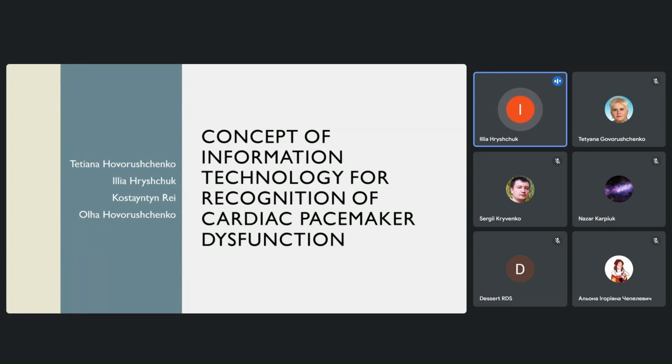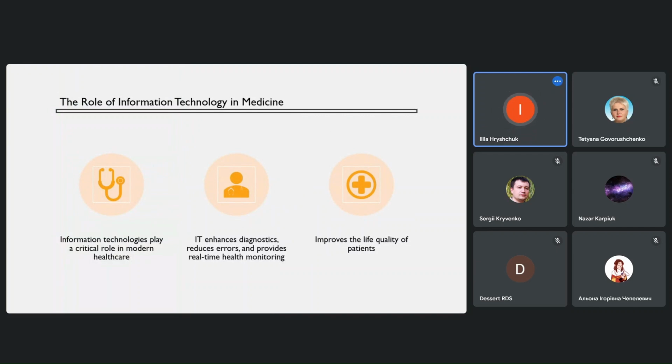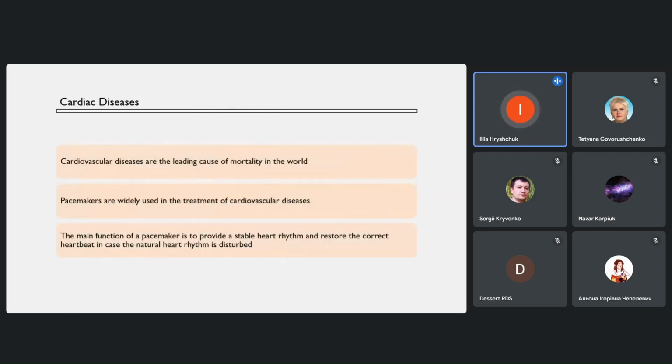Hello everyone, my name is Ilya Hryshchuk and I'd like to introduce you to our work, named Concept of Information Technology for Recording of Cardiac Pacemaker Dysfunction. In today's world, information technologies have gained great importance in various fields, including medicine. Information technologies make modern medicine more accessible, functional, and of higher quality. They help to optimize the work of healthcare professionals and improve the quality level of patients' lives.